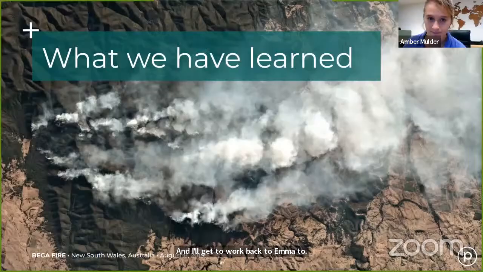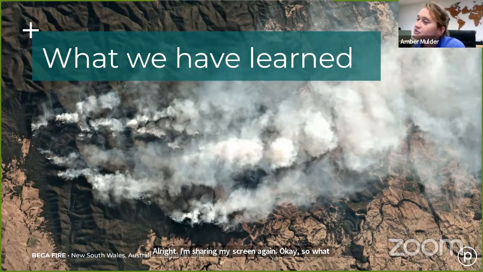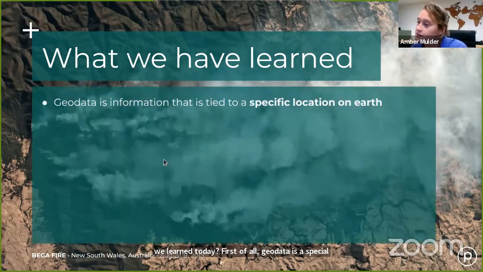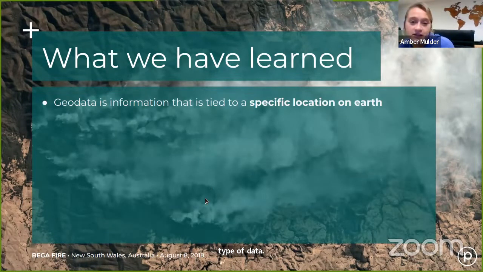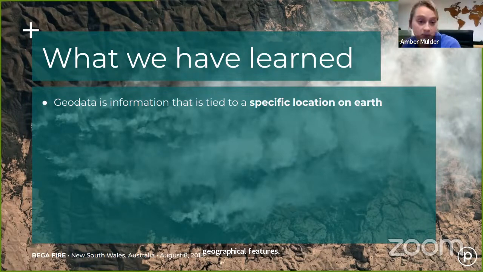All right. I'm sharing my screen again. Okay, so what have we learned today? First of all, geodata is a special type of data, as you know by now, because it's information that is tied to a specific location on the Earth. Geodata is very important because it enables precise mapping, analyses, and understanding of geographical features. And this altogether supports informed decision-making.